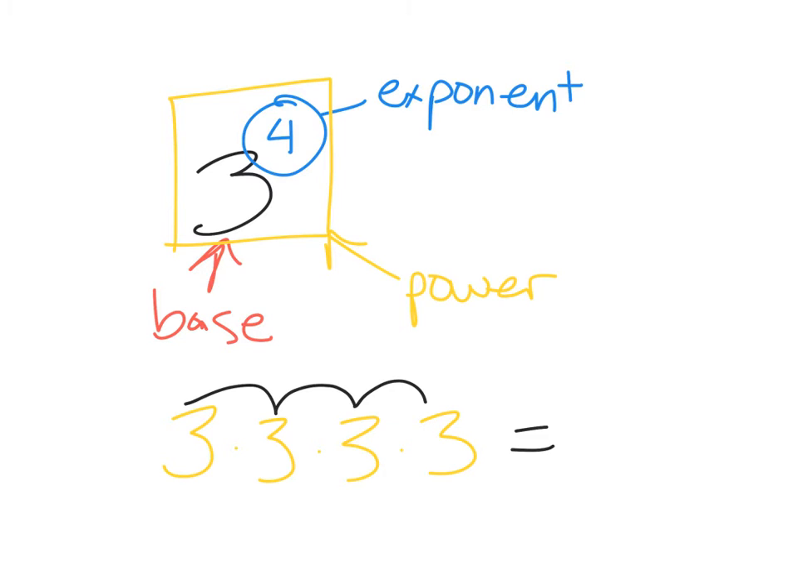The cool thing is on your calculator, it'll do this for you. So you plug in 3, and then often it's an arrow that looks like this, to the power of 4 button. Okay? You hit 3, hit the y to the x, and then put 4.